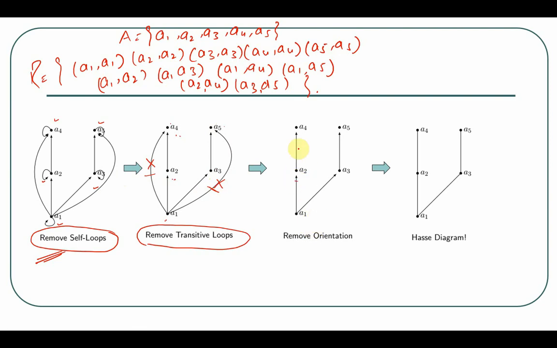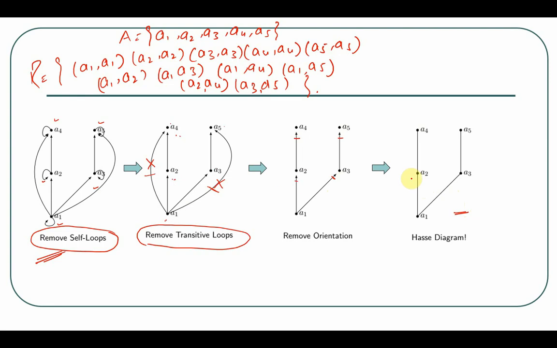See, this is the arrow shown over here, the arrow shown over here, arrow and arrow. So we remove all these arrows, and voila, we have got the Hasse diagram. See, the physical location of the elements is indicating which is preceding another element or which is succeeding another element.